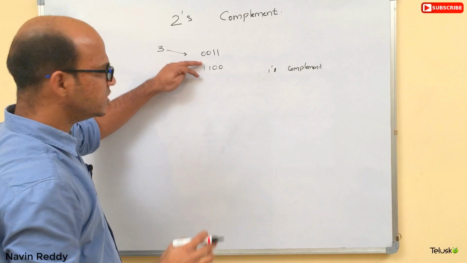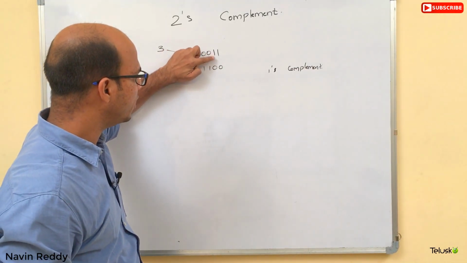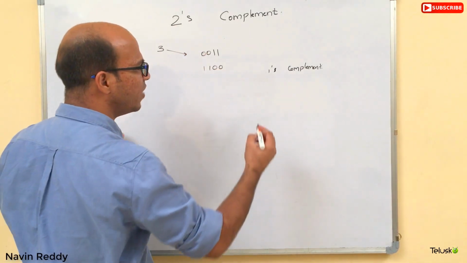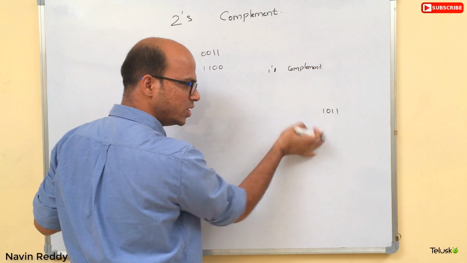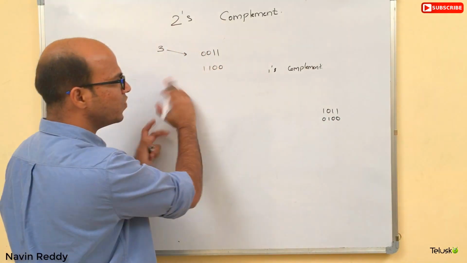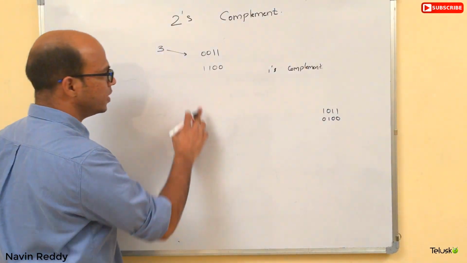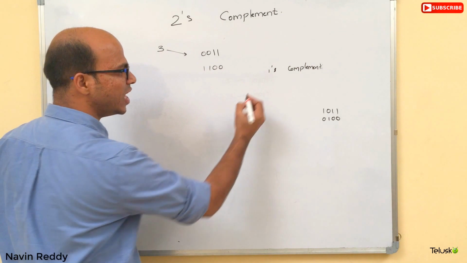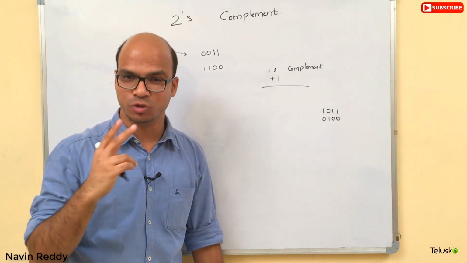So you have to inverse this number, not reverse, okay, inverse. So 0 becomes 1, 0 becomes 1, 1 becomes 0, and 1 becomes 0. If you have a number like 1, 0, 1, 1, the inverse of this will become 0, 1, 0, 0, okay. So we are not reversing the number, we are inverting it. So 1 becomes 0, 0 becomes 1. Now once you get the 1's complement, you just have to add 1 to it. So 1's complement plus 1 will give you 2's complement.